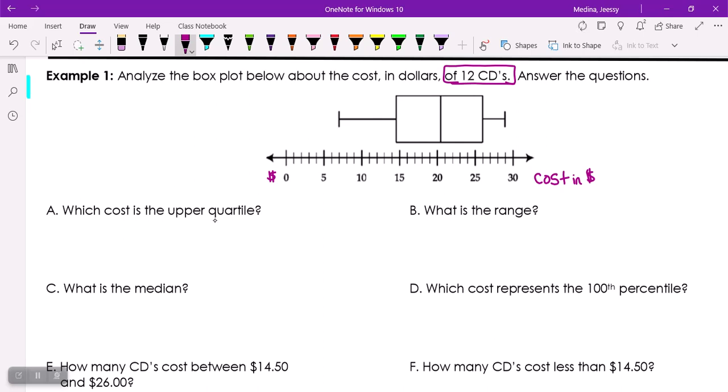Which cost is the upper quartile? Everybody has it. Nick will help you find it. He thought he didn't have it, but he did. It's also right next to 12.